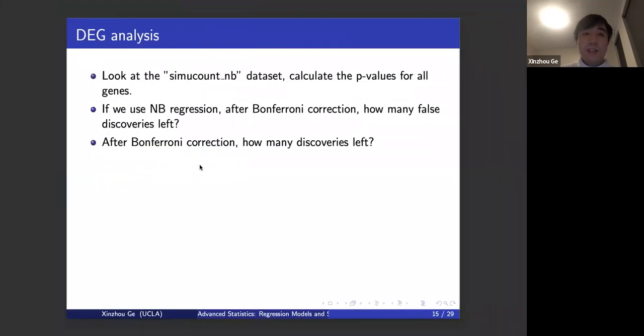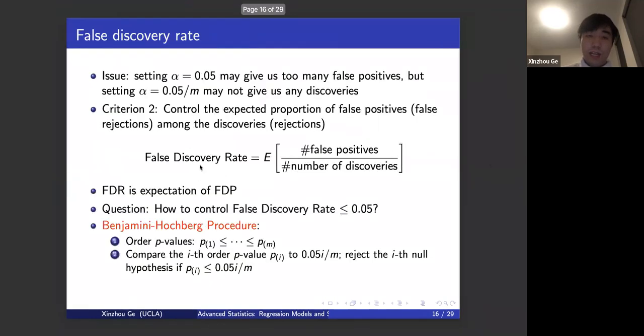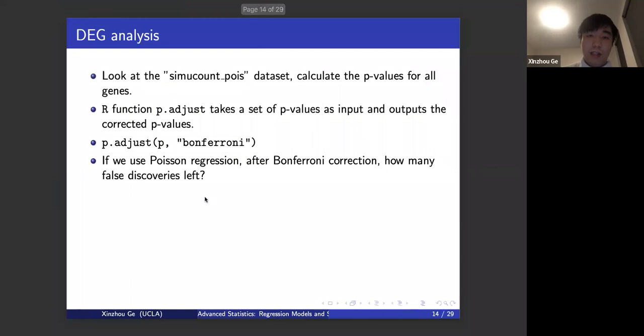That's for the Bonferroni correction. You can see that one problem of this correction is that it's maybe too conservative. Sometimes with such a small threshold, we may have only a very small number of discoveries left, and that's something that we don't want to see.